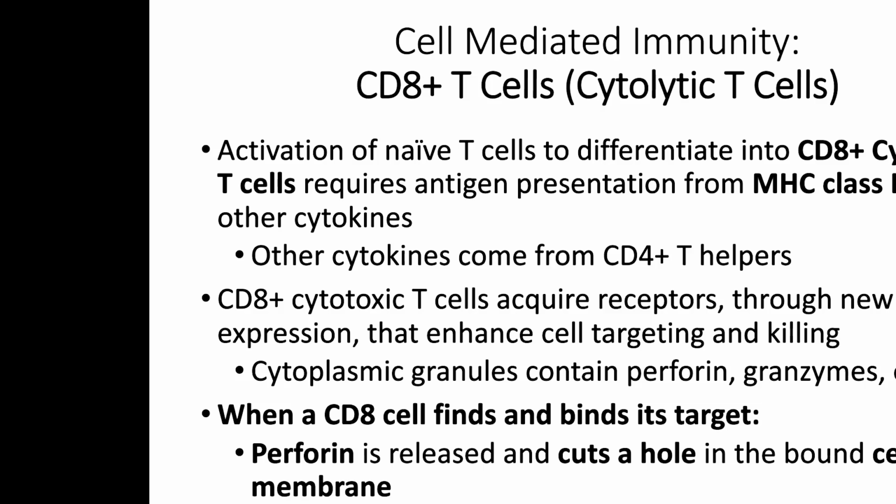So CD8 cytotoxic T cells require antigen presentation by MHC class 1. What makes them different from CD4 cells is that their receptors are very good at targeting cells and killing off cells, with these cytoplasmic granules that are very good at destroying things. What happens is that a CD8 cell, once it finds its appropriate target, will release perforin. Perforin will then cut a hole into that cell membrane and then just dump all those toxic granules into the cell and trigger apoptosis.